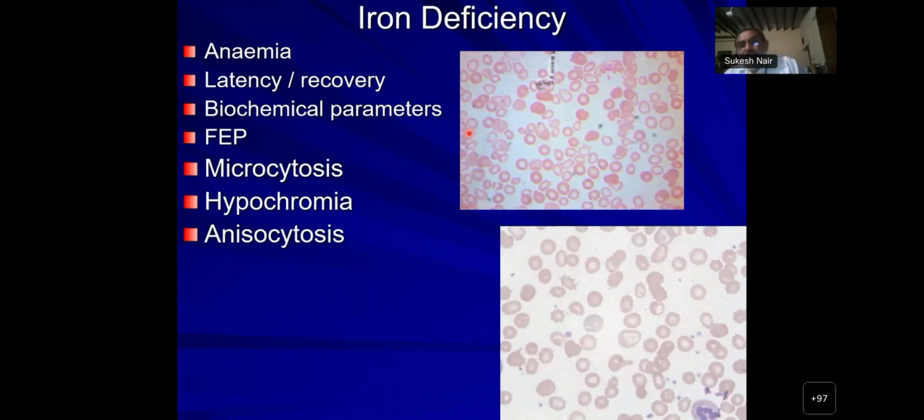Now, we all know the most common hematological condition in the world is iron deficiency anemia. It can be either frank anemia or it can be detected latent, or maybe the patient may be coming at the time when he's recovering and we don't know whether it's latent or recovering. There are a lot of biochemical parameters and they are criticized well because ferritin is an acute phase reactant, serum iron. There are a lot of issues with that.